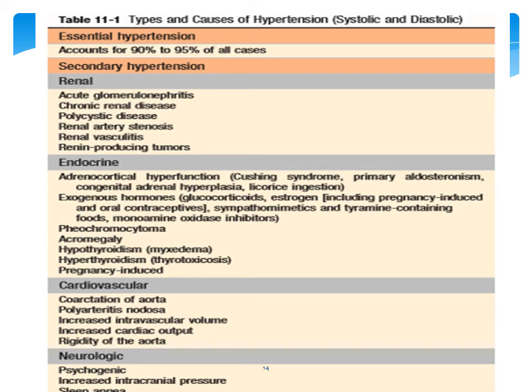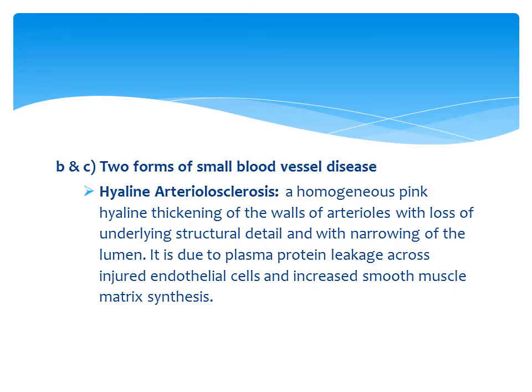The most important causes of secondary hypertension you can write are renal disorders, including glomerulonephritis and renal artery stenosis; endocrine disorders, including Cushing syndrome and pheochromocytoma; among the cardiovascular diseases you can say coarctation of aorta; and among the neurological causes you can write raised intracranial pressure. The 2 forms of small blood vessel disease that occur in hypertension are hyaline arteriosclerosis and hyperplastic arteriosclerosis. So this is the answer to part B.